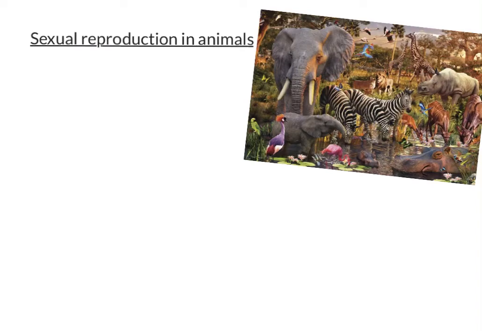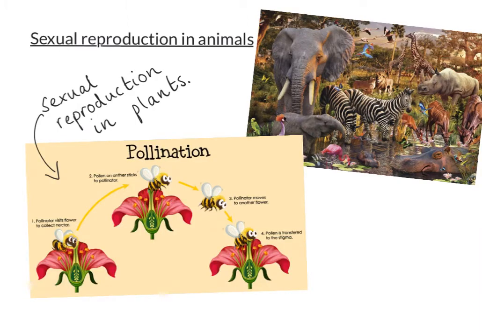Hello Year 5, in today's science lesson we're going to be looking at sexual reproduction in animals. So we've looked at sexual reproduction before when we looked at plants. And plants sexually reproduce through a process called pollination.